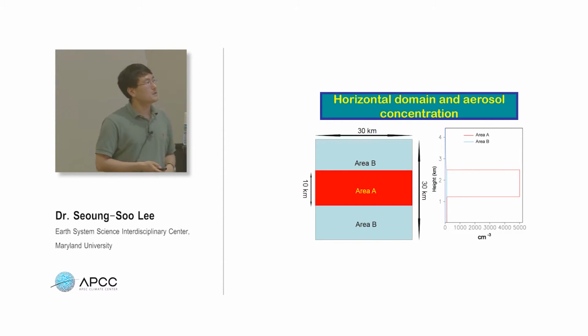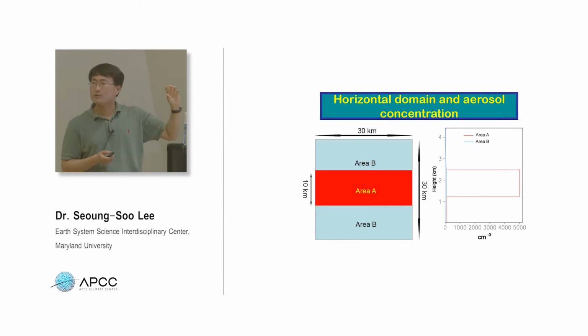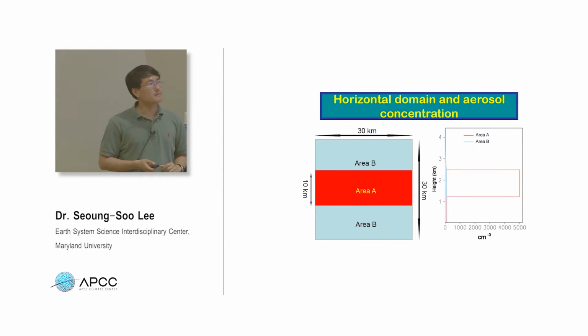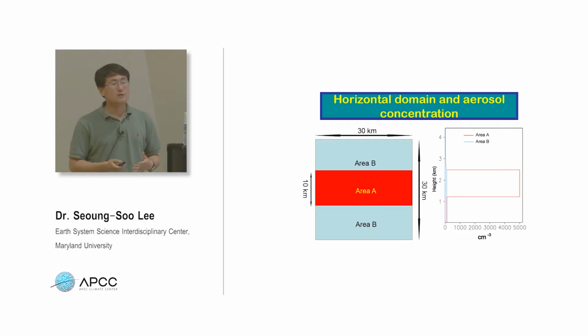So you see, there's a gradient of aerosol concentration between area A and area B. The aerosol perturbation does not cover the whole domain. It just covers a portion of the domain, very similar to the case with biomass burning over the Amazon or over Southeast Asia. So this kind of gradient exists now.